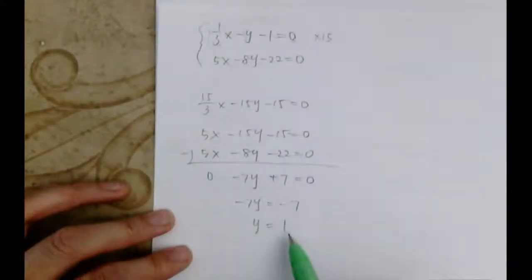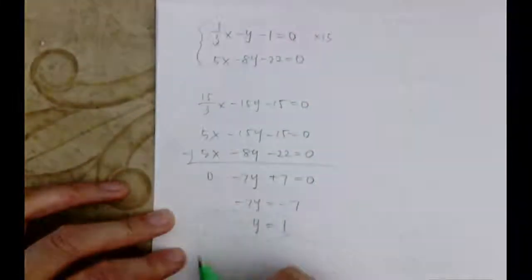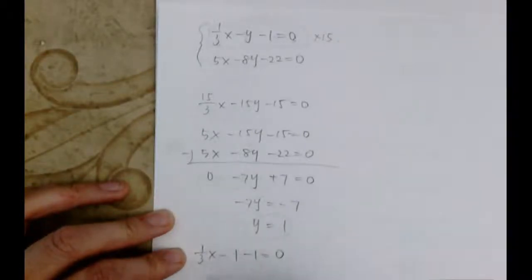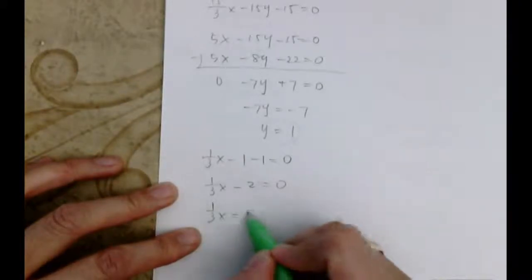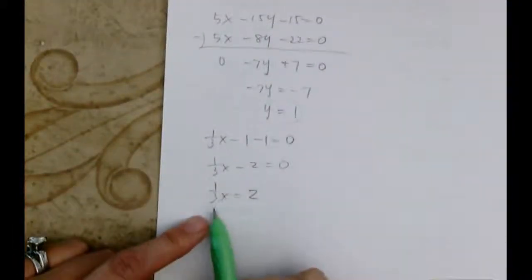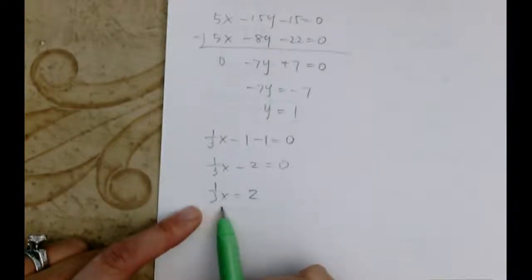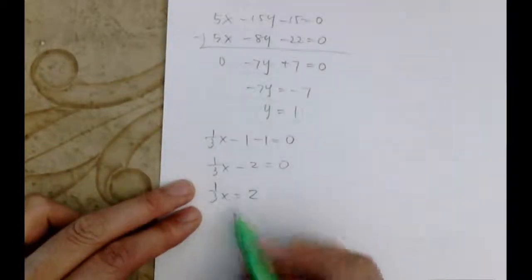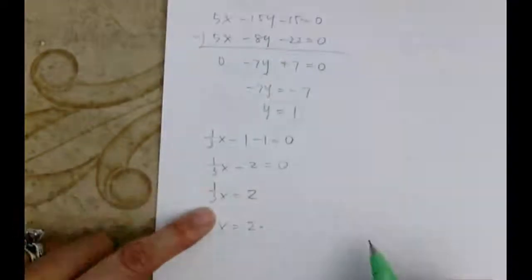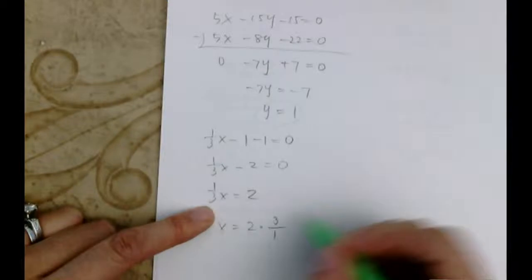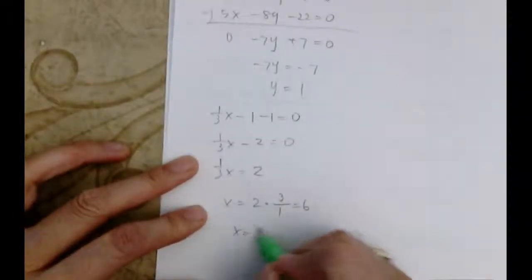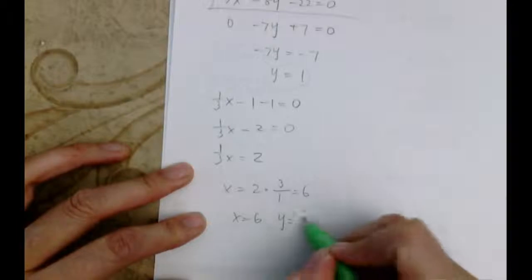Okay, so and then you can put this into this equation. So 1/3 x minus 1 equals 0. So 1/3 x minus 2 equals 0. Then 1/3 x equals 2. Now you want to divide by 1/3. Dividing by 1/3 is the same as multiplying by 3. But the idea is x equals 2 times the reciprocal of this. So 1 over 3, which is 6. So x equals 6 and y equals 1.